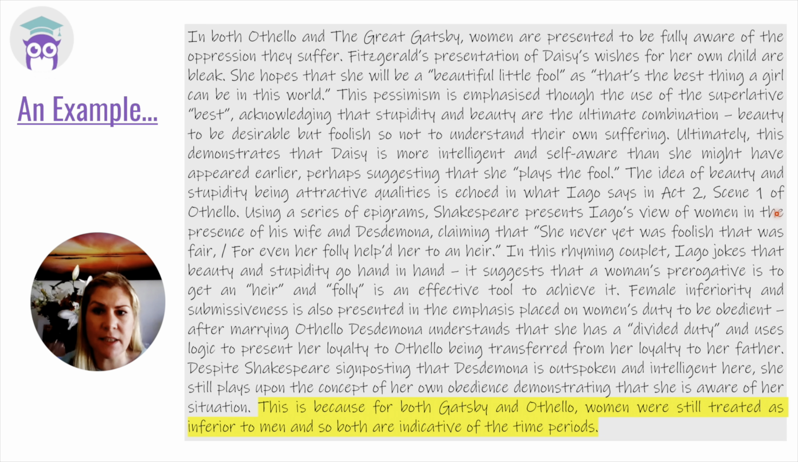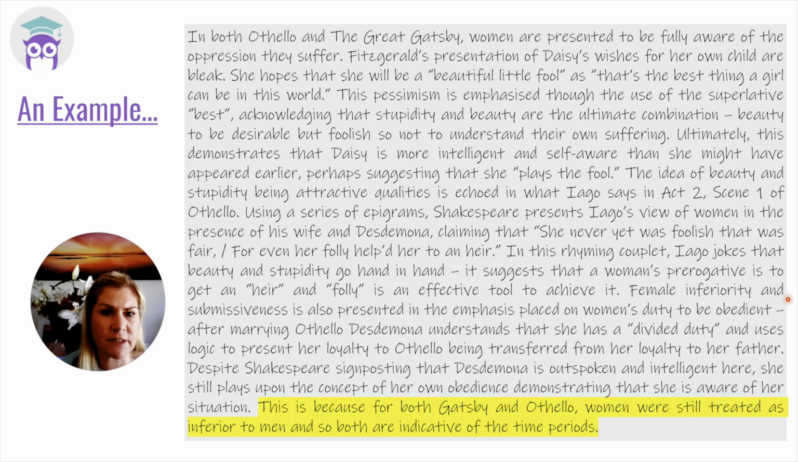Shakespeare presents Iago's view of women in the presence of his wife and Desdemona, claiming that she never yet was foolish, she was fair, for even her folly helped her to an heir. In this rhyming couplet, more form critical terminology, Iago jokes that beauty and stupidity go hand in hand. It suggests that a woman's prerogative is to get an heir, and folly is an effective tool to achieve it.